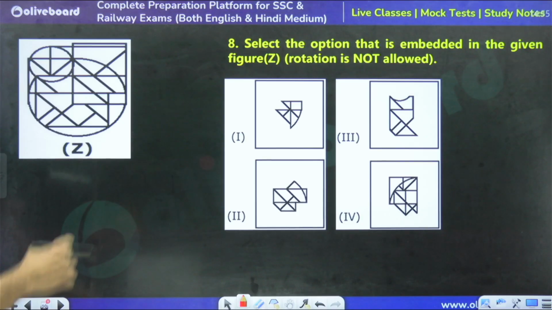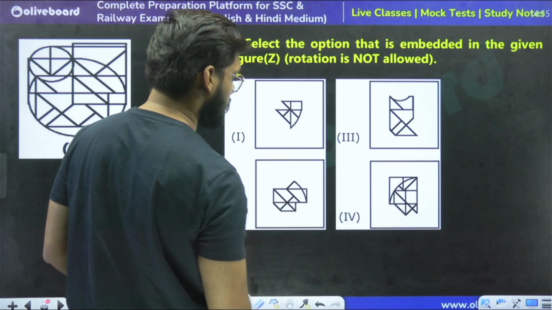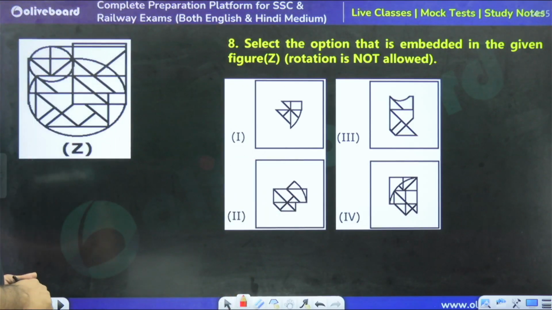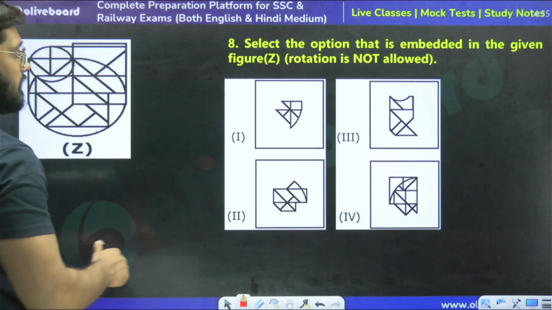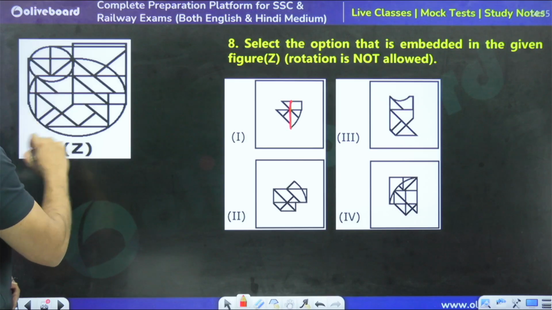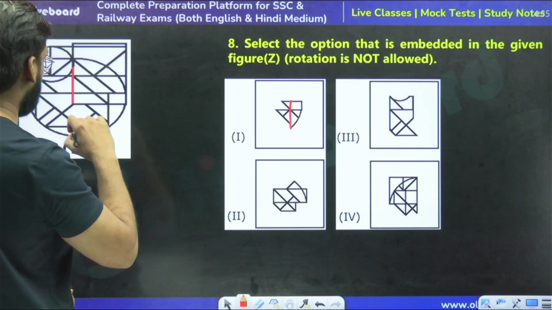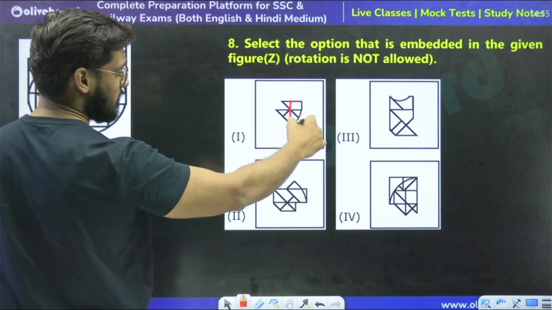Eighth question on your screen. Now we need to select the option that is embedded in the given figure. We need to find one option that is embedded in this figure. So which is the option? Which option is the one that is embedded? Okay. Let's start with the first one. We can see this line. So I can say that this line is over here like this. Okay. Then we need to go like this.